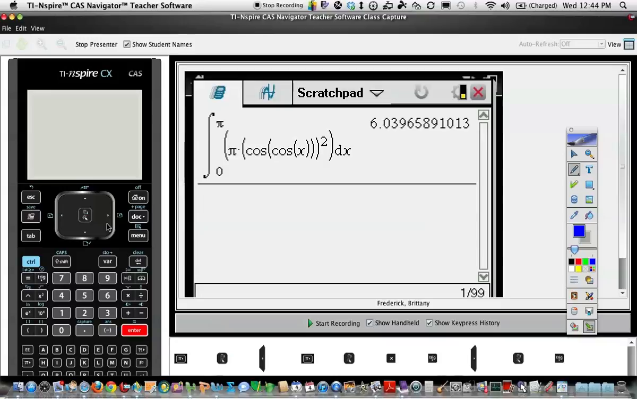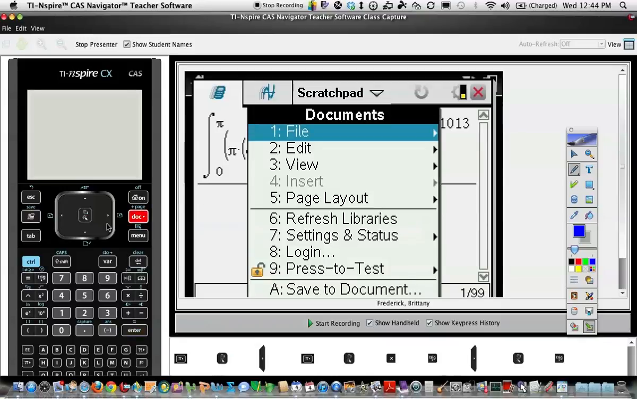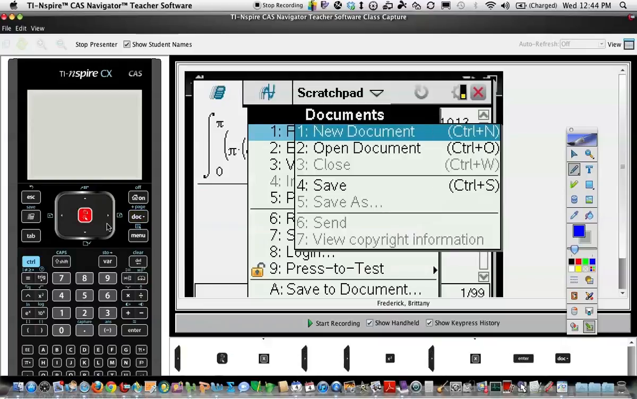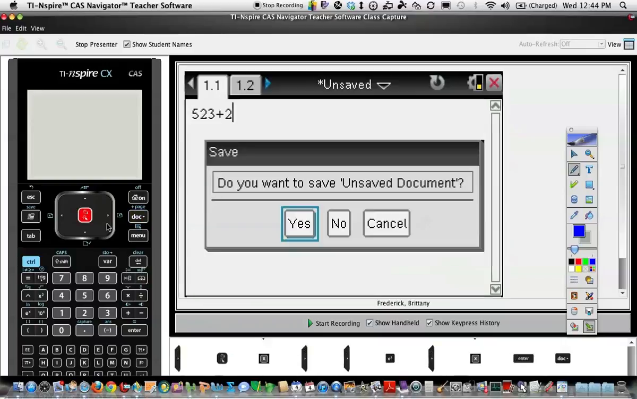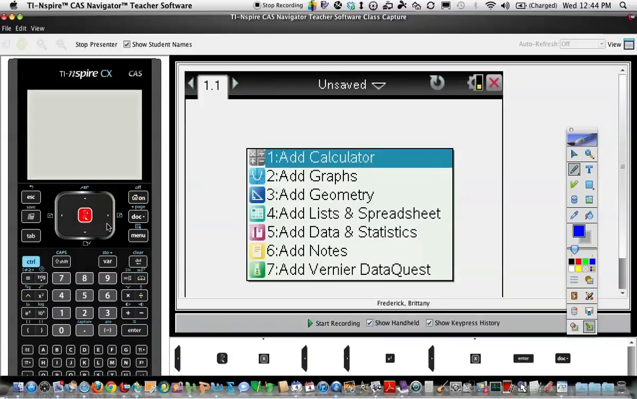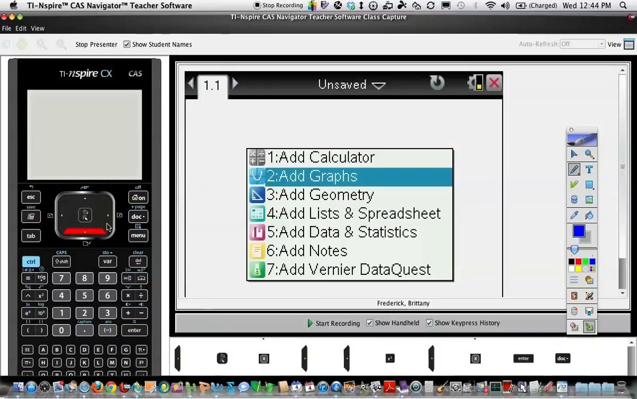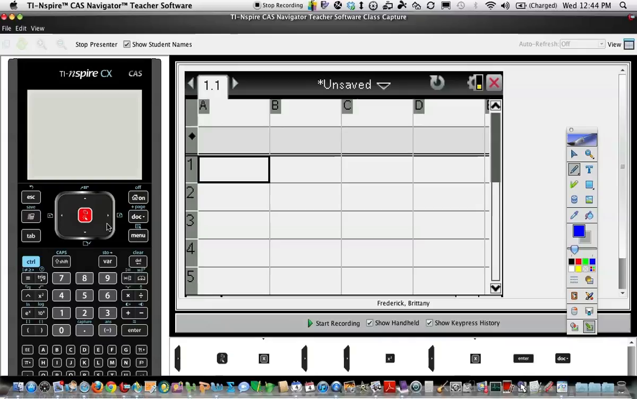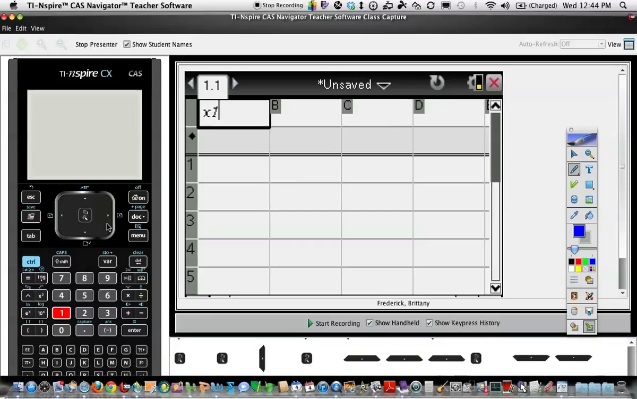So everybody on your calculator, and Brittany, do this. Go to the document button, the doc button, and do File, New Document. Do you want to save, unsave? Say no. Okay, and add a list and spreadsheet. Now this is what I did yesterday. Okay, now arrow up to next to the A. This just gives you a title for this column, and type X1. Okay, you can give it a better name if you want. You hit enter, go over to the right by the B, put Y1.